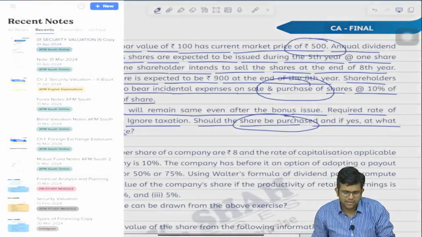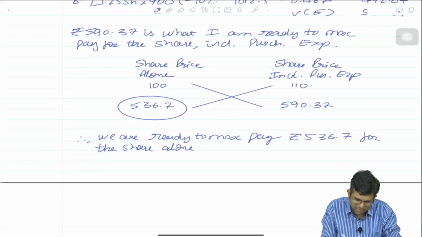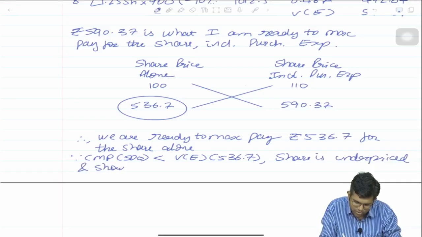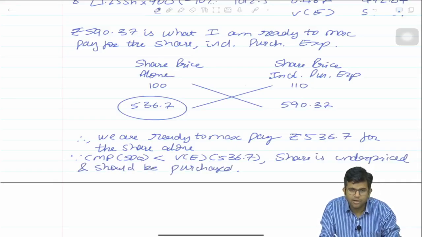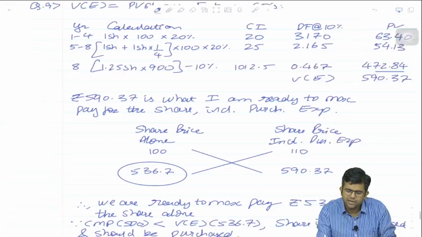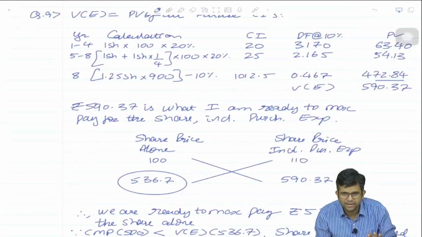Now they are asking you, should you buy this share if the price is rupees 500? I will say, since current market price 500 less than value of equity 536.7, share is underpriced and should be purchased. Am I making sense? The one mistake you could do is to compare 500 with 590. You are understanding? 500 you can't compare with 590.